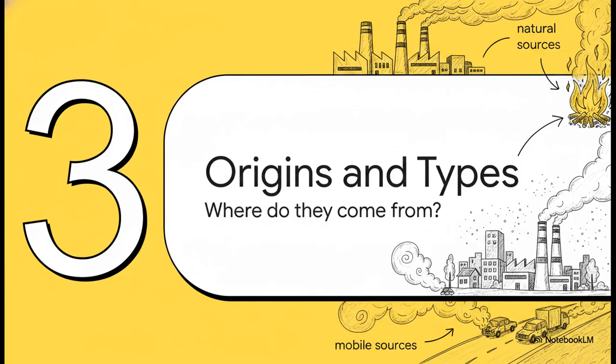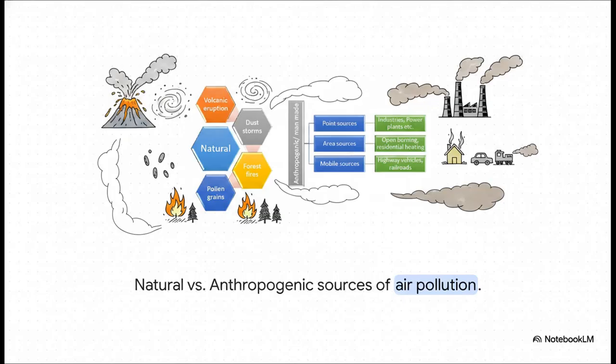Section 3. Origins and pollutant types. With our measurement scale set, let's figure out where these microscopic invaders originate. We broadly classify their origins into 2 main categories. First, we have natural sources, which are things like volcanic eruptions, massive dust storms, pollen grains, and natural forest fires. On the flip side, we have anthropogenic, or man-made sources, and these are further broken down into point sources like huge power plants, area sources like widespread residential open burning, and mobile sources like the millions of highway vehicles and railroads constantly on the move.